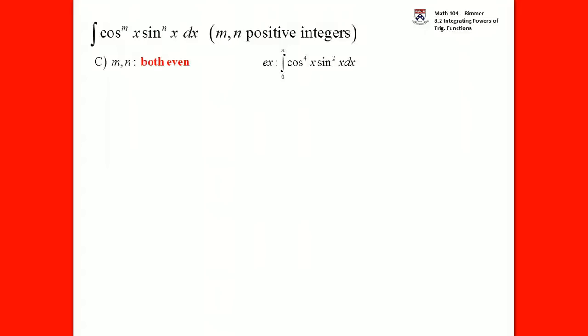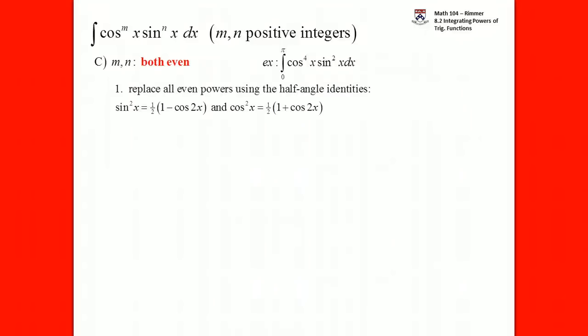Oh, yeah. Totally abandon the last technique. No peeling off, no u sub, no sine squared plus cosine squared equals 1. Abandon all of that. Okay? And use a different identity. I don't know if it's called the half or the double angle, but I'm going to call it half angle here. You've got to use this identity.